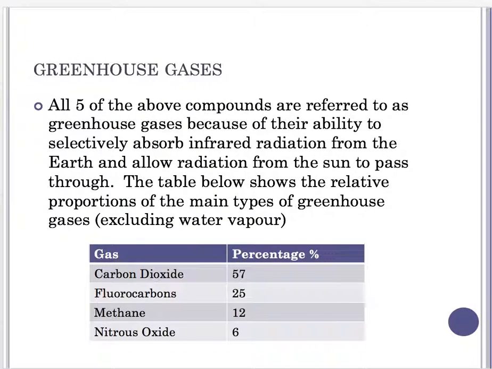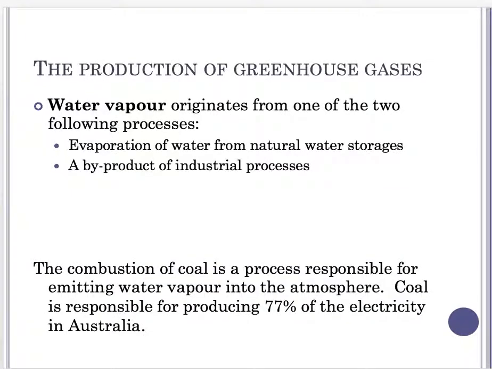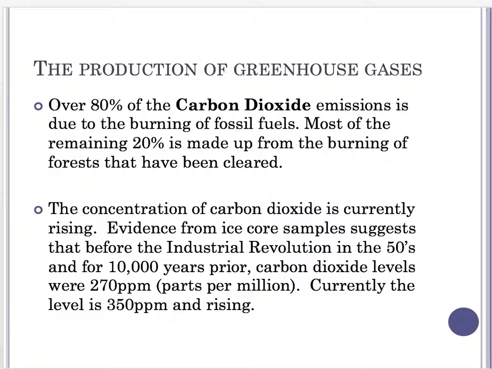So as you can see, we're looking at 2 different factors. Looking at the percentage, but we're also looking at the warming potential. So if we crunch the numbers, we can sort of come to this conclusion. So even though one may have a much lower warming potential, together with the fact of how much carbon dioxide is in the environment, that's why it is probably the major contributor.